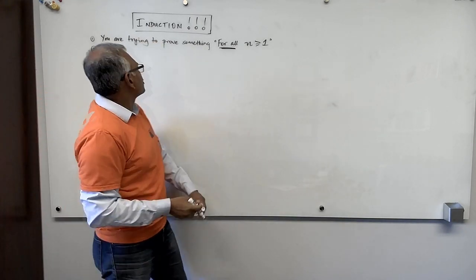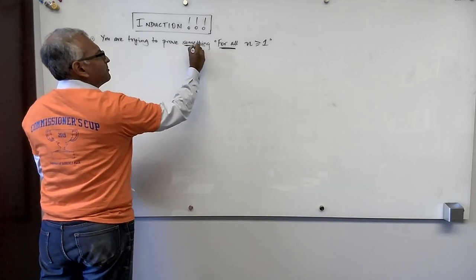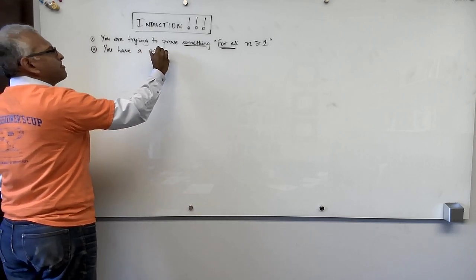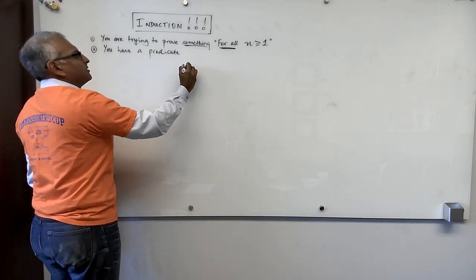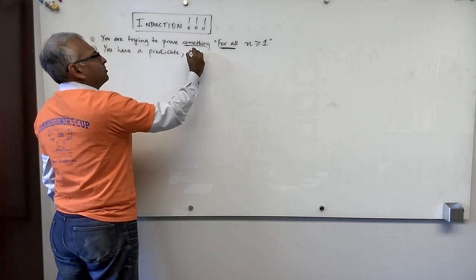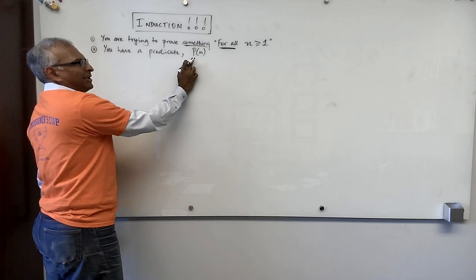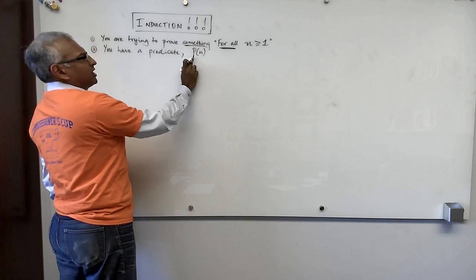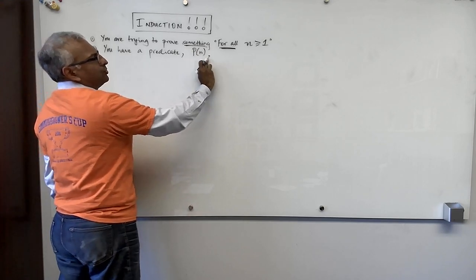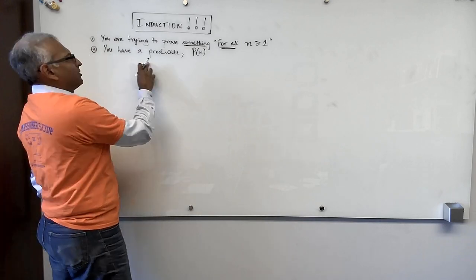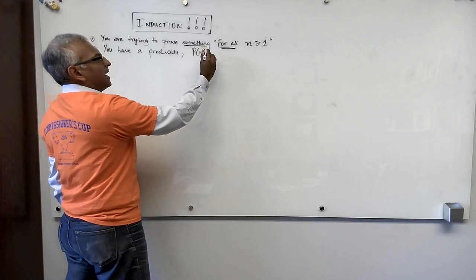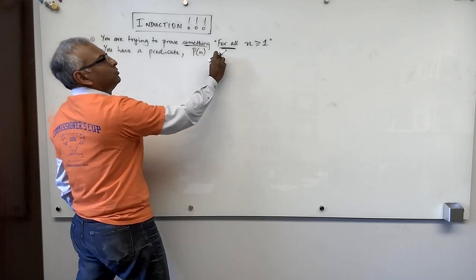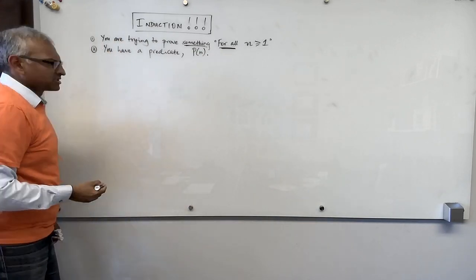So you're trying to prove something for all n, and the starting point for any induction is a predicate. You're trying to prove what? So you have a predicate. So what is a predicate? P of n. Remember what a predicate does. It returns a statement. So this is a claim that depends on n. You're asserting that this predicate is true for all n greater than or equal to 1. So you have a predicate P of n, and this predicate that returns a claim for n is what you're trying to prove for all n.